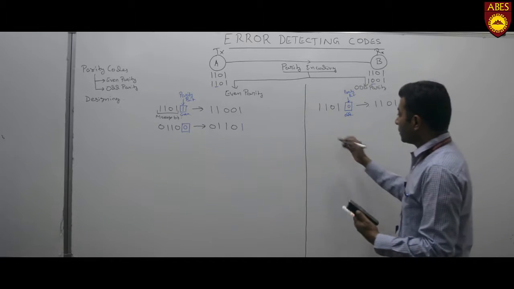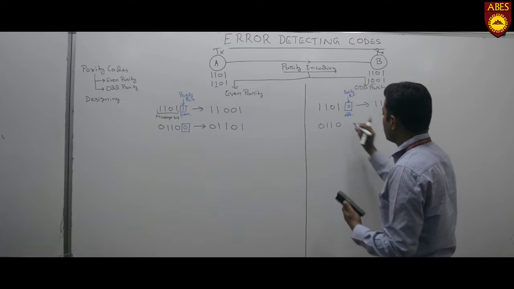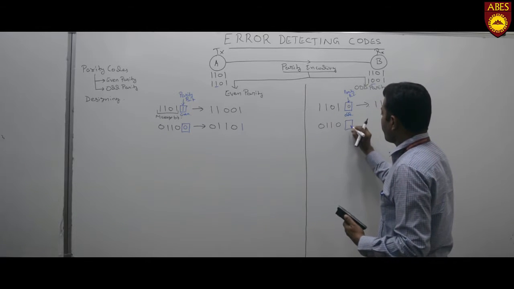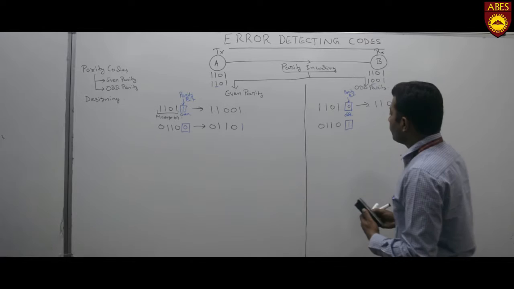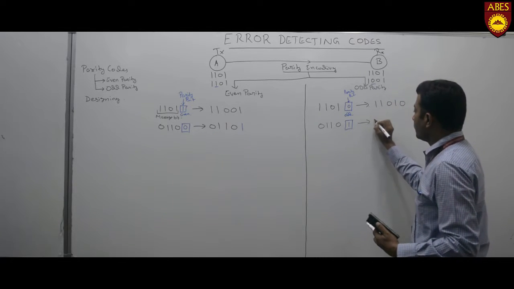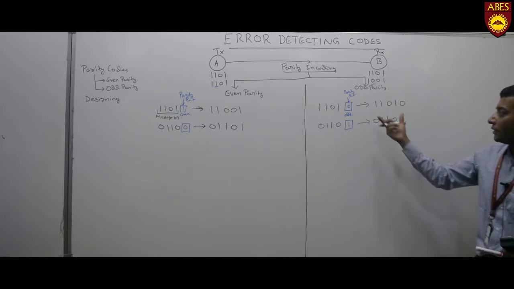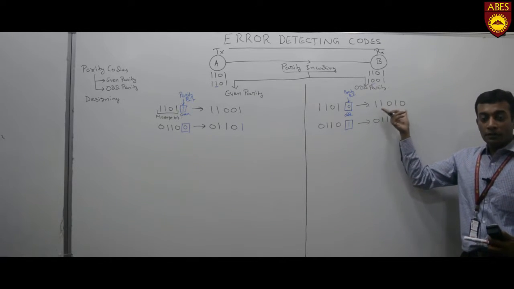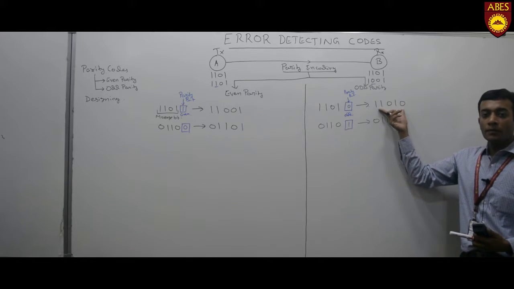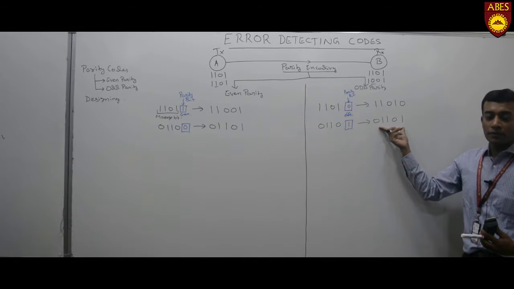In the other case, we would be adding 1 and the final message would be 01101. Here what we are doing is we are making the total number of 1s in our content odd, and this is how it would be transmitted.